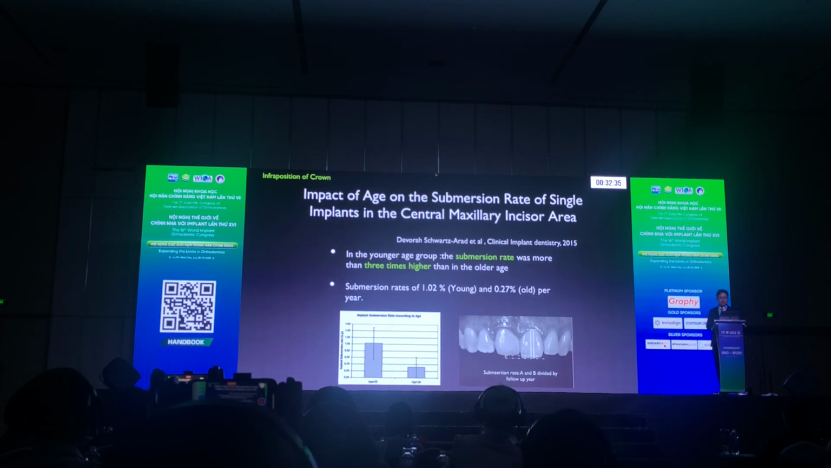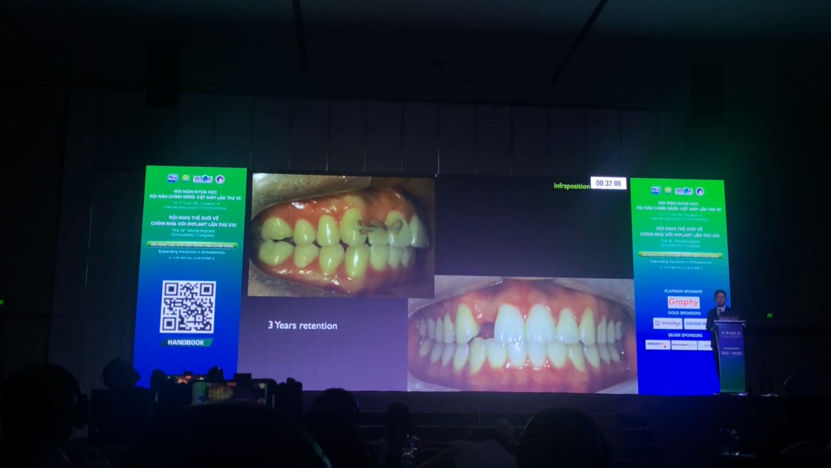Only adults, because their slow vertical eruption rate is 3 times higher than in older age. It's around 1% annually. So for example, if you place a crown in early adulthood, after 4 or 5 years there is an incisor discrepancy of more than 0.5 up to 0.7 millimeters. So in some cases we have to consider the crown. We have to instruct the patients and their parents about this issue.